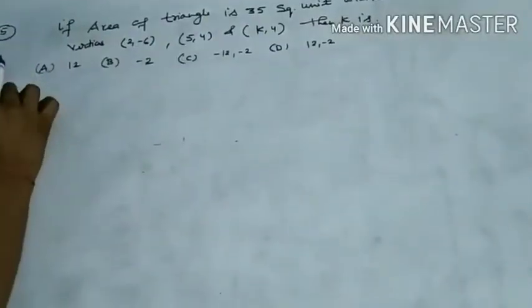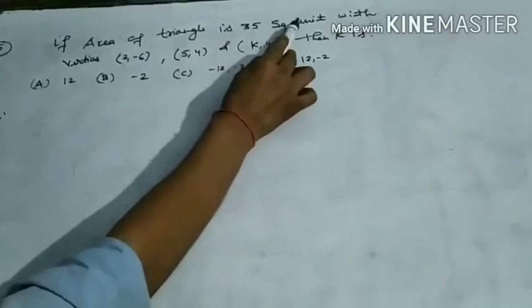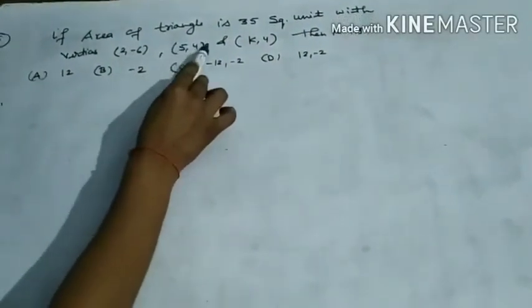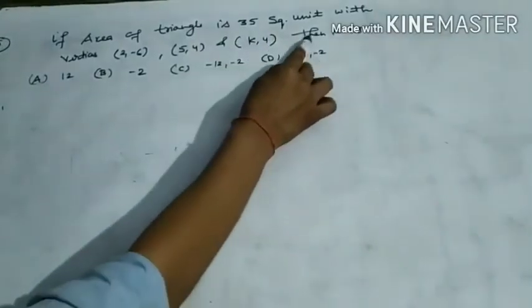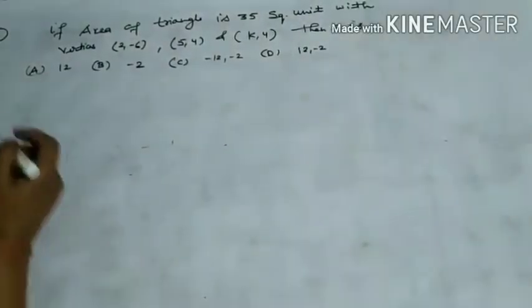See, this is problem number 5. If the area of the triangle is 35 square units with the vertices (2, -6), (5, 4) and (k, 4), then k is? Four options are given: 12, -2; -12, -2; and 12, -2. So for the solution, you have to see.